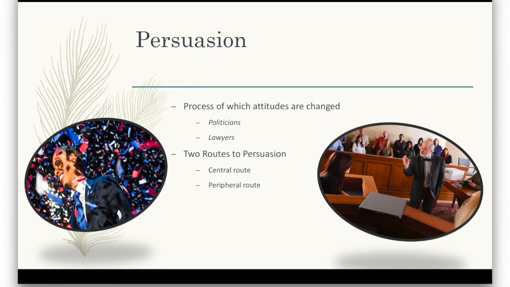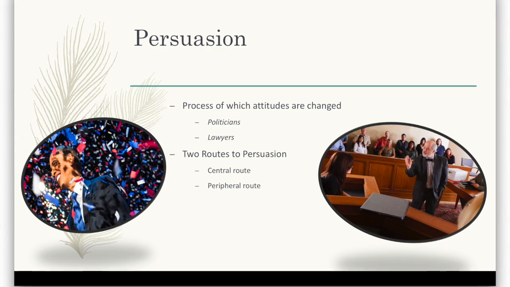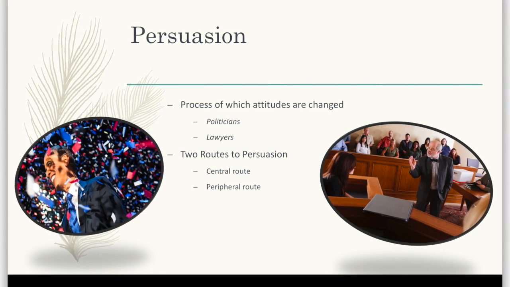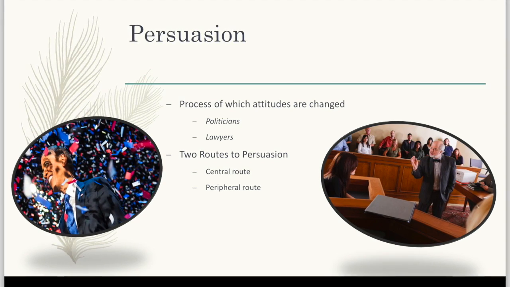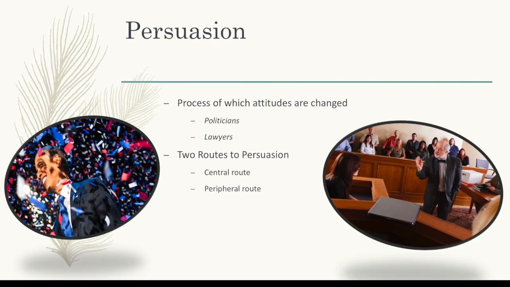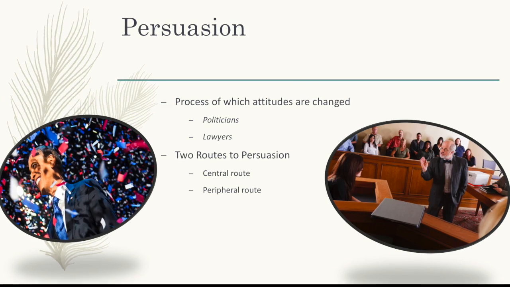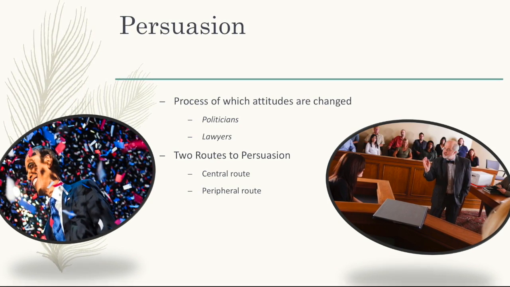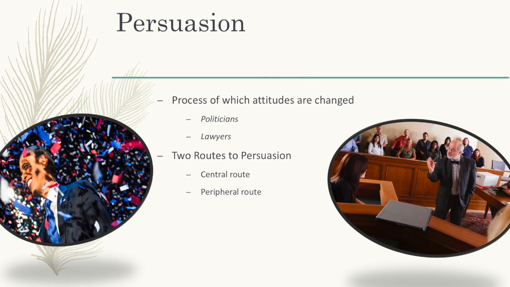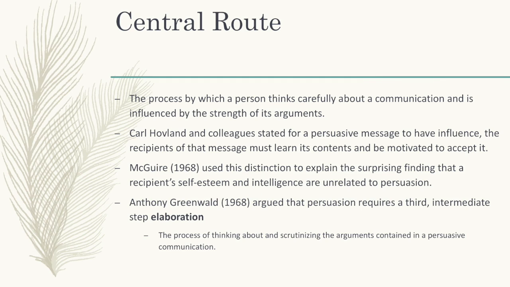Persuasion. Persuasion is the process by which attitudes are changed. Now, you may see this from politicians who are running for office and are trying to persuade the general population to favor them on election day. And you may also see this from lawyers who are trying to persuade the jurors to favor them in the decision making. Now, there are two routes to persuasion: there is the central route and there is the peripheral route.